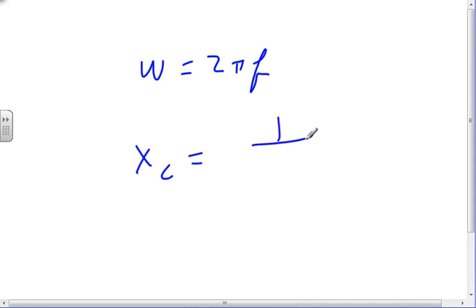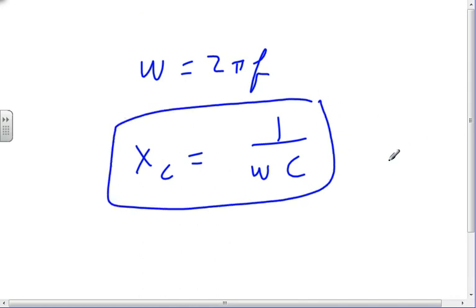For the physics guys in the room, you could say my angular velocity is 2 pi f, and I could say X of C is equal to 1 over omega C. Not particularly useful, because you're going to remember it the other way. Ohm's law still applies, so Ohm's law could be used there as well. Well, I guess we're done, except for working problems.